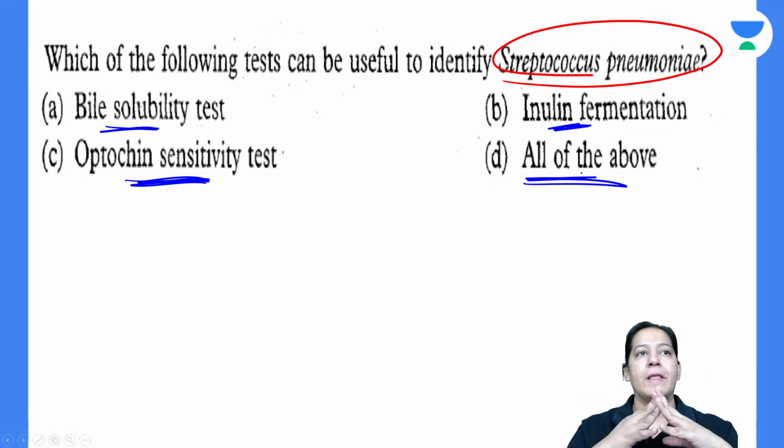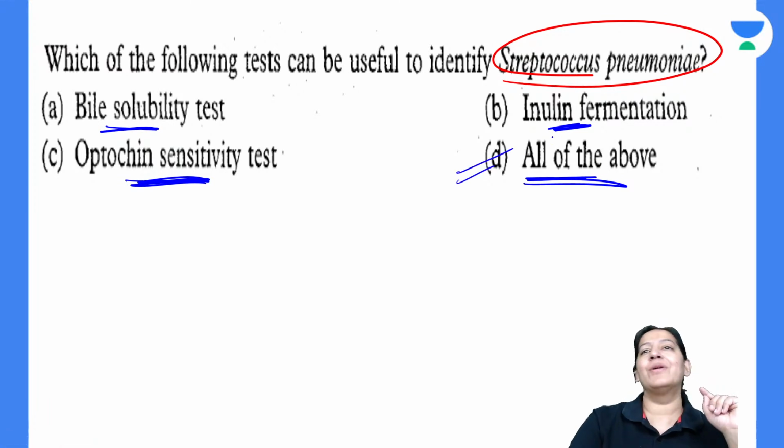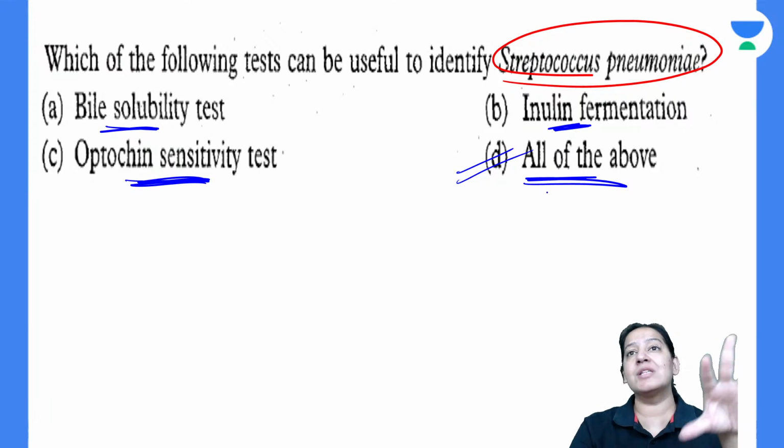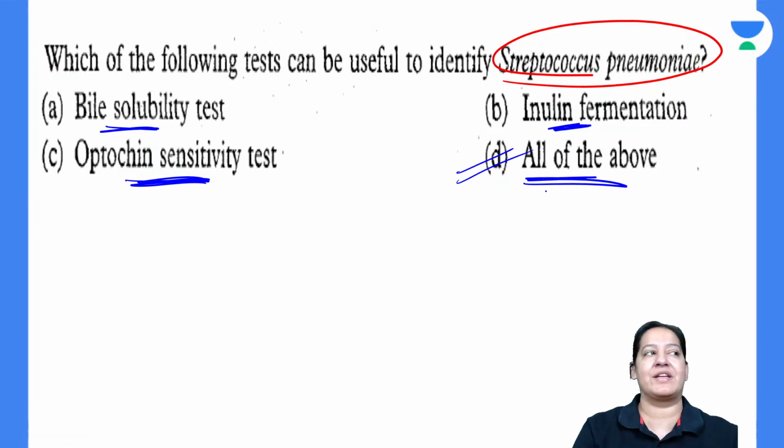What would you like to say? Bile solubility, inulin fermentation, Optochin sensitivity, or all of them? Yes, all. So all of the above is the answer, right? These are the specific properties of the pneumococcus which differentiate it from other bacteria. So go with D. Don't go with A.